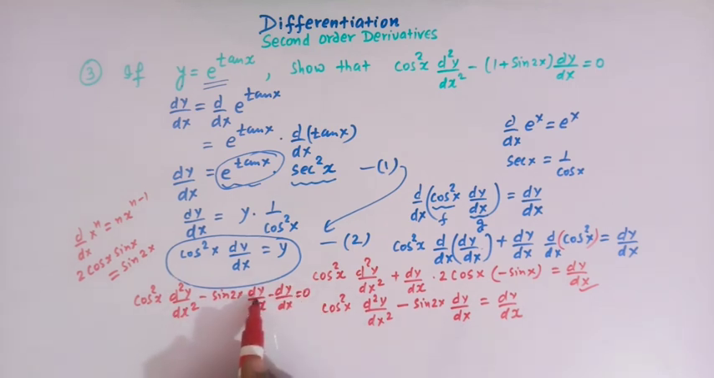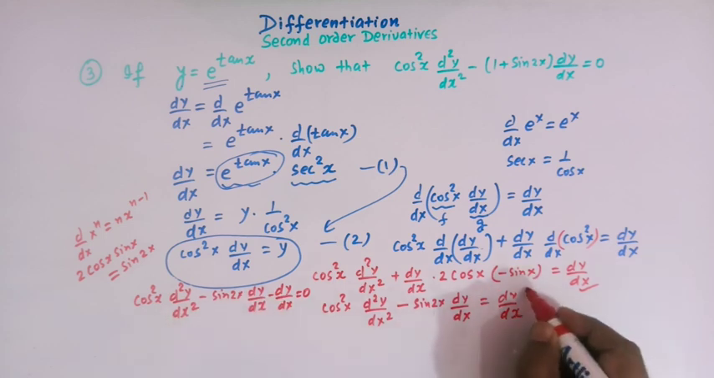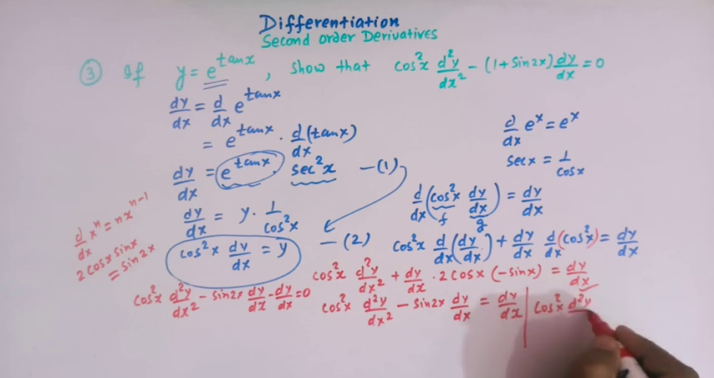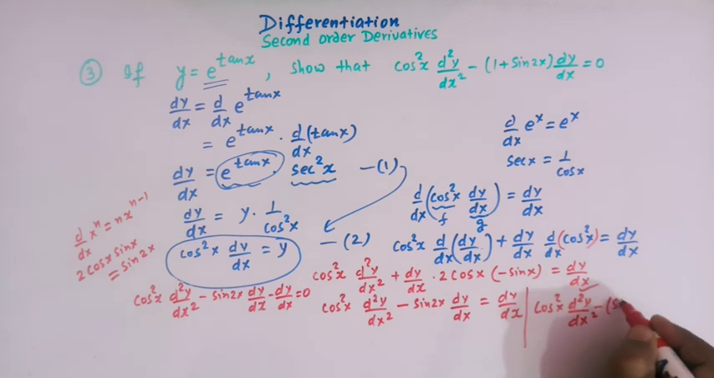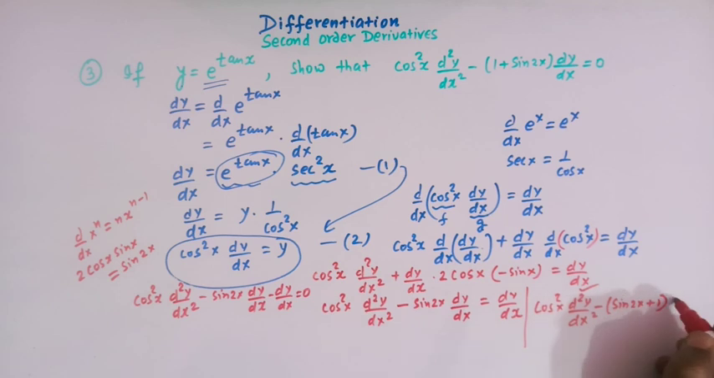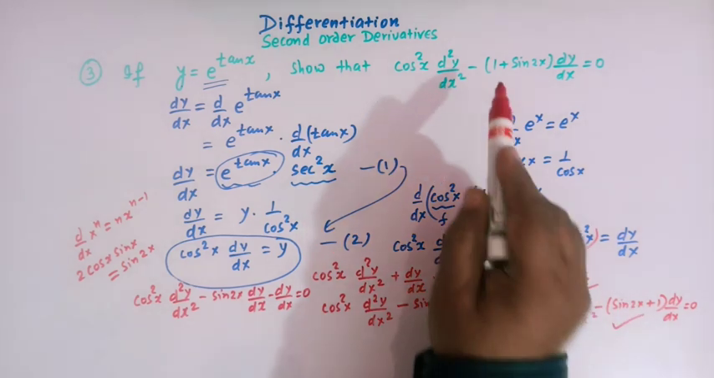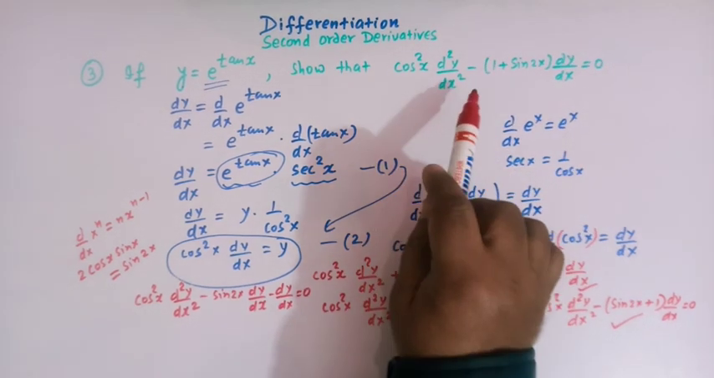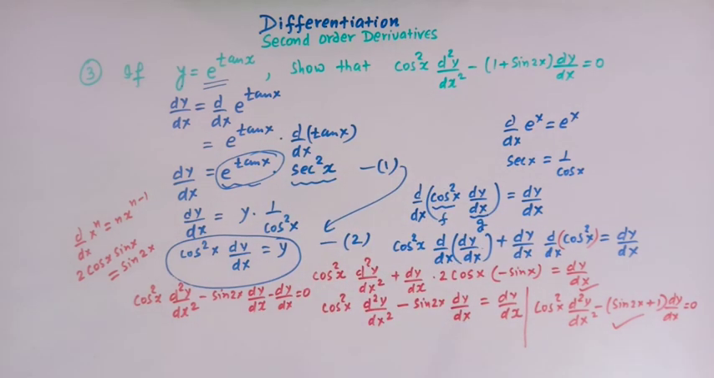And now if we take dy/dx common from these two terms, we'll have cos²x d²y/dx² minus (sin 2x plus 1) dy/dx is equal to 0, right? And this is the desired result which we had to prove, right? So this is how we can solve this problem.